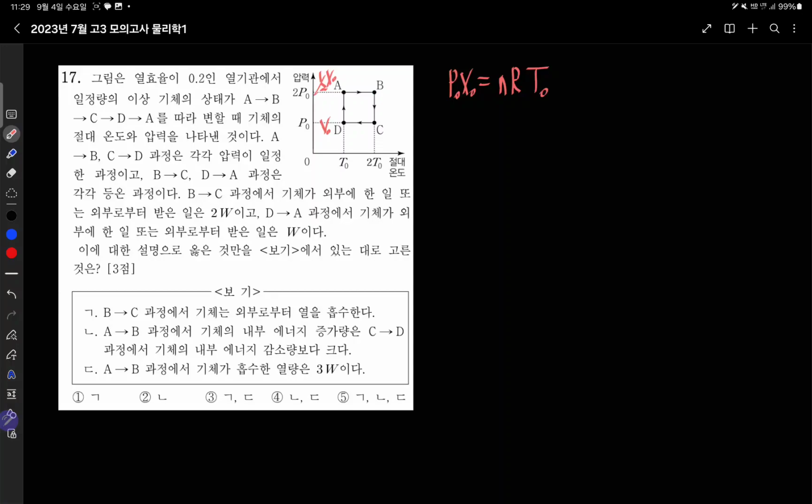And the volume of B is V0, and volume at C, when temperature doubles at the constant pressure, volume also doubles. So volume at C is 2 times V0. So we can make the graph of volume and pressure of this gas.